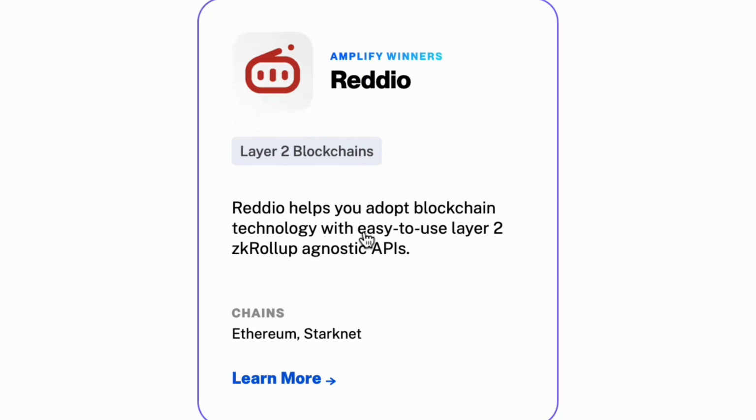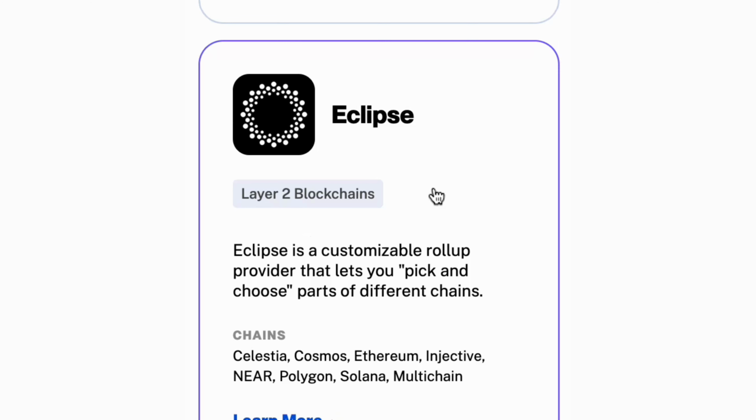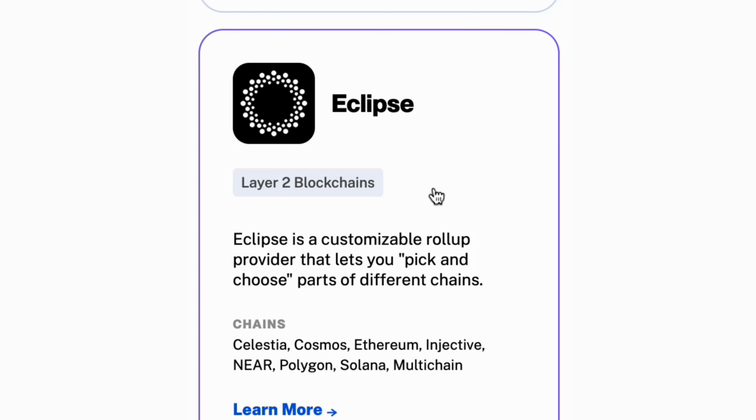After that, we have Eclipse. It's a layer 2 blockchain, and the best part of this is that it also supports multi-chain, and I really like those blockchains that are compatible with different blockchains. So that is really good. When you want to build an application on top of that, it always increases the chance of scalability because your users can prefer different blockchains. It's compatible with Stacelane, Cosmos, Ethereum, Injective, Nera, Polygon, Solana, and multi-chains.